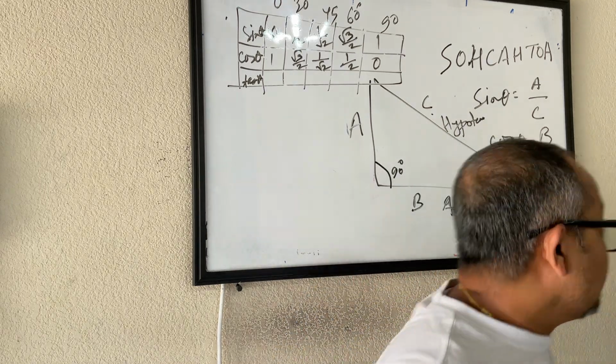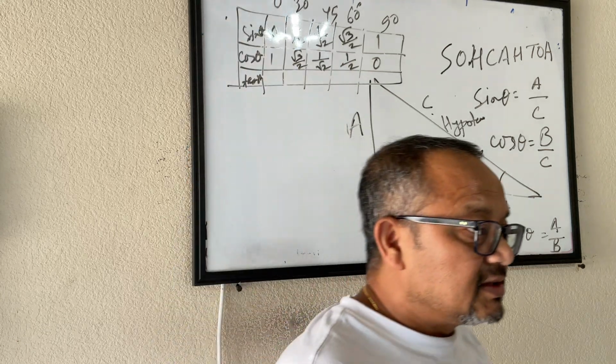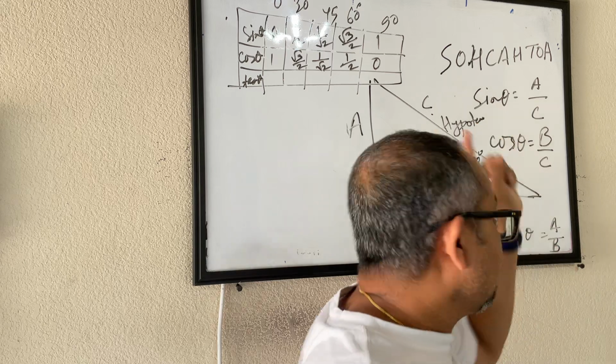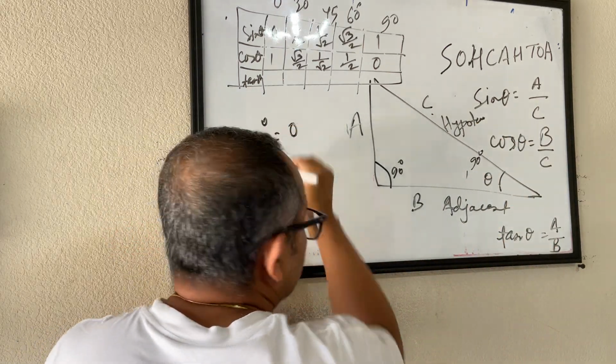What we're going to do today is find out why sine of 0 degree is 0, which you see in the table, right? Why sine of 0 degree is 0.